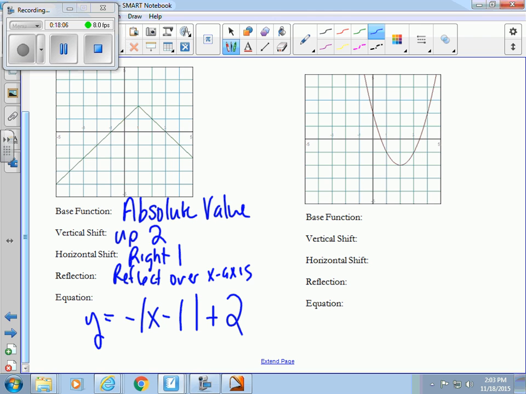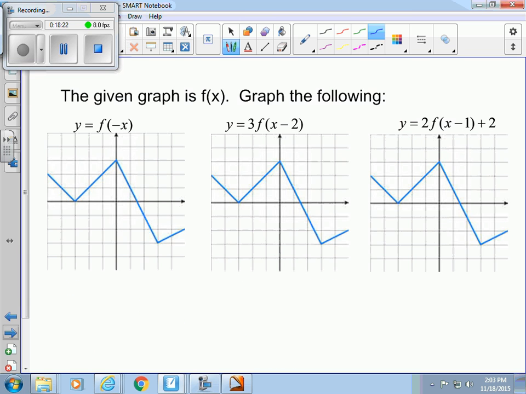Are y'all okay if I skip this one? The only difference on this one is it would be what kind of function instead of absolute value? Quadratic, so it would be a square, right? So you have that instead of absolute value to begin with. Otherwise, very similar. Okay, I just want to look at one or two of these.